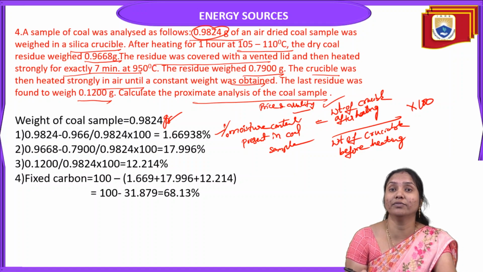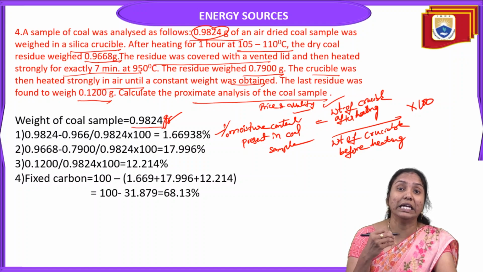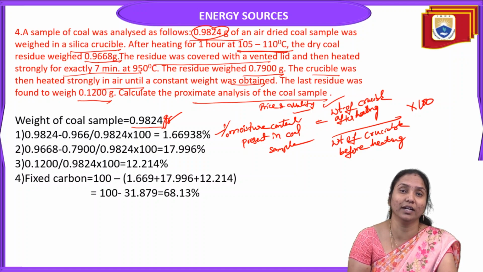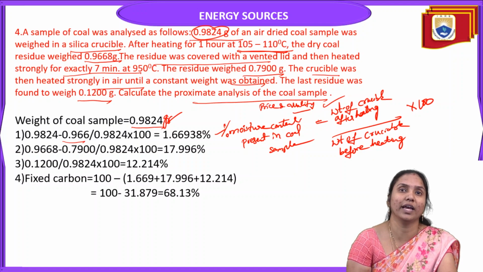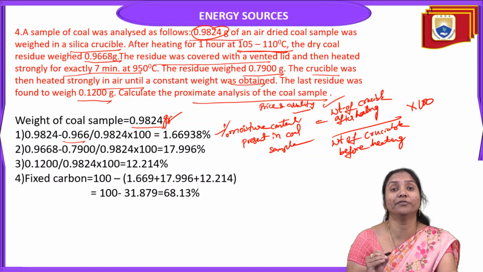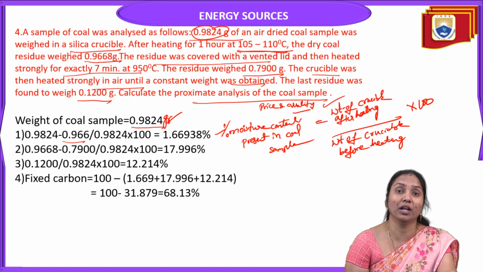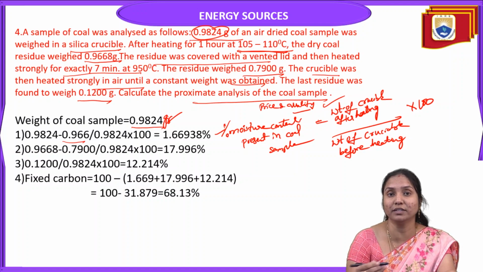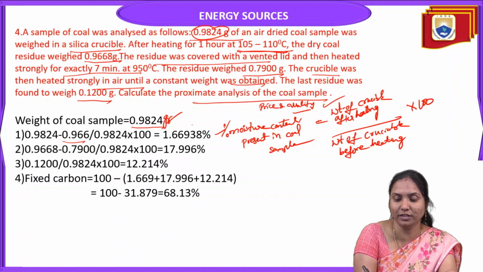So the starting weight of coal sample is 0.9824. After heating 1 hour, maintaining temperature range of 105 to 110 degrees centigrade, what is the weight of coal sample? 0.9668. So what is the difference between that, expressed as a weight of coal sample? Loss in weight expressed as the percentage of coal sample is the moisture content present in coal sample. So we can substitute the values in this formula. Finally, we'll get this one.